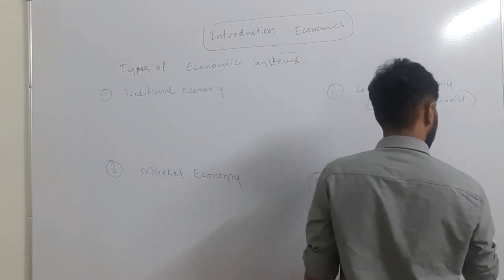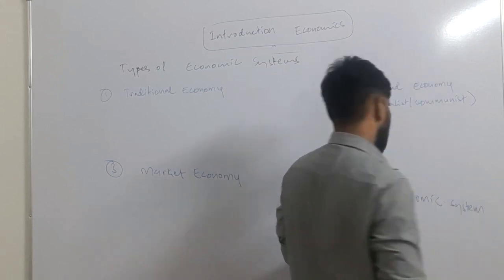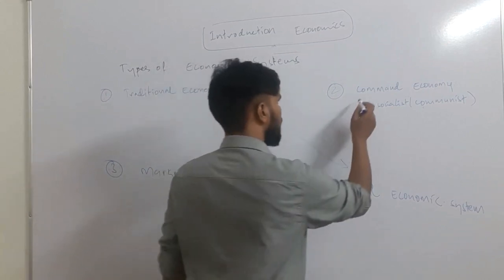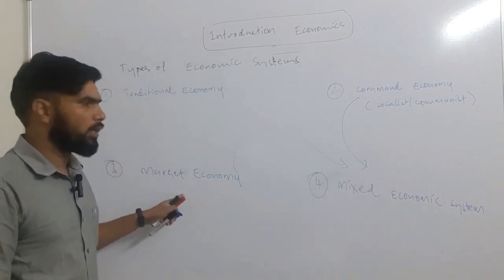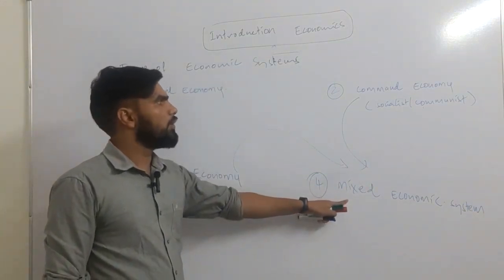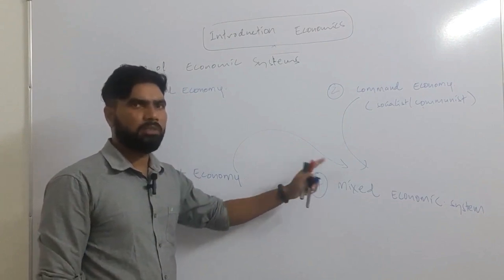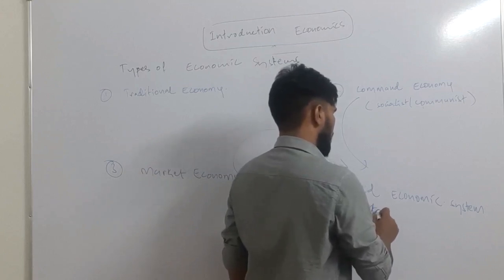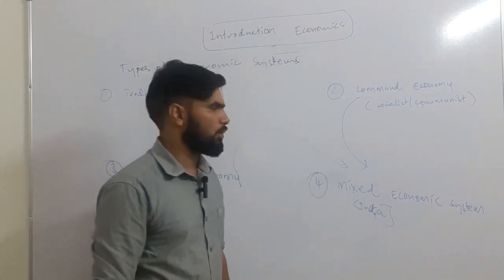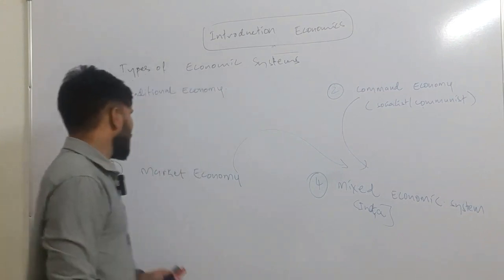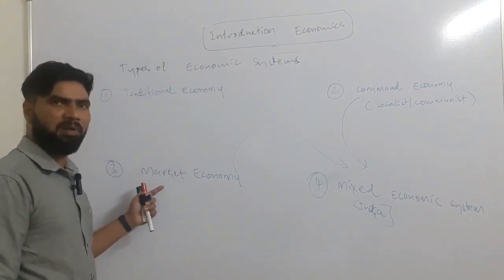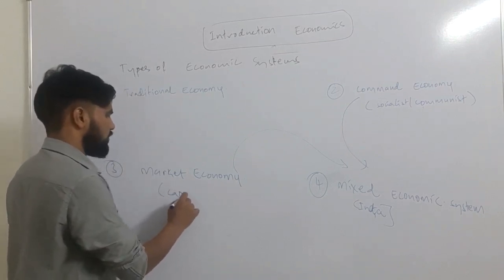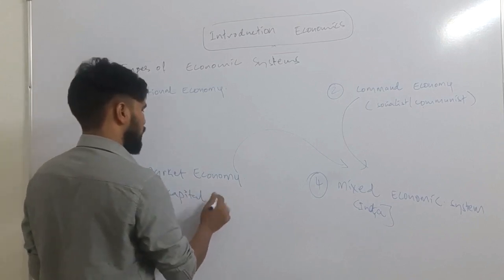What is the meaning of a mixed economic system? It has the features of both the command economy and the market economy. That economic system is called a mixed economic system. India is the best example of a mixed economic system; we are following it. I asked about an alternative name for the market economy. Did you get it? It is also called a capitalist economy, or capitalist economic system.